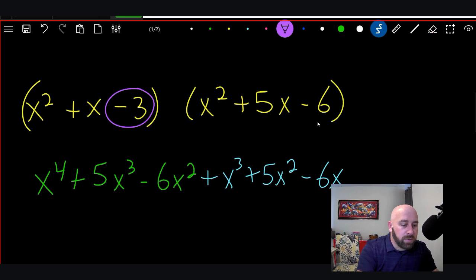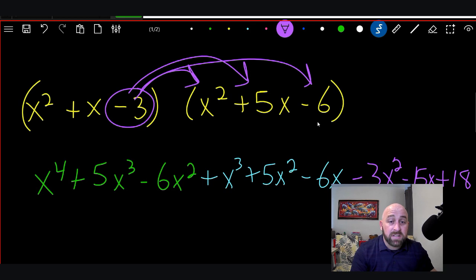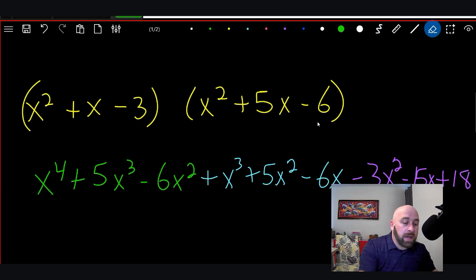We'll do this one in purple. We're going to distribute the -3 through there. So we have -3x squared. I'm getting a little tight here on the corner of the page, but I think I can make it. -15x, and negative times negative gives me a positive 18. We snuck it in there. Look at that. All right, so now I've got everything multiplied out.